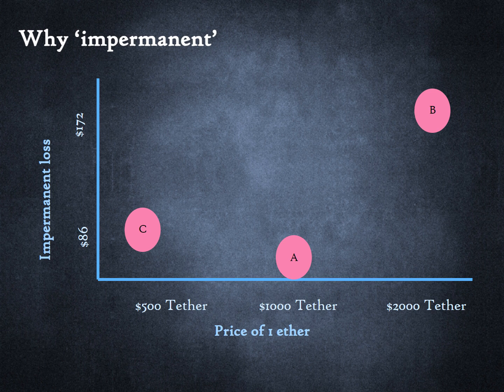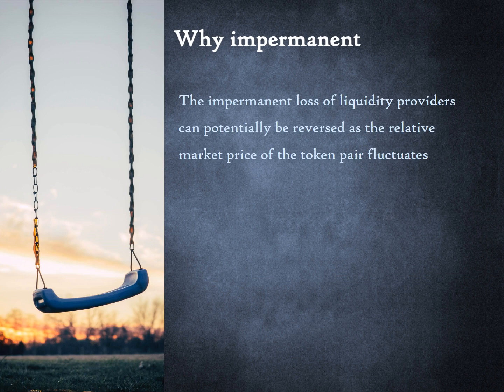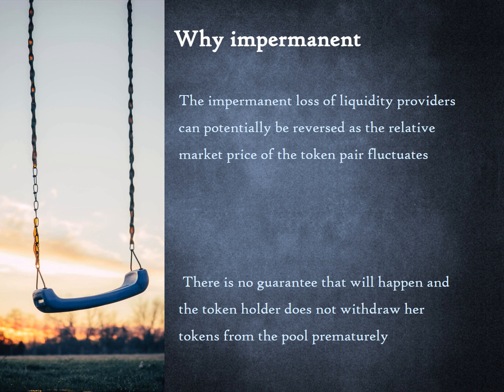We can see that the amount of impermanent loss changes as the relative external market price of the 2 tokens fluctuate. We can now answer why the loss is labeled as impermanent. The impermanent loss of liquidity providers can potentially be reversed as the relative market price of the token pair fluctuates. However, there is no guarantee that will happen. In this example, if Ether continued to appreciate, impermanent loss will keep growing. Further, if the token holder withdraws her tokens from the pool prematurely, then the impermanent loss becomes permanent.